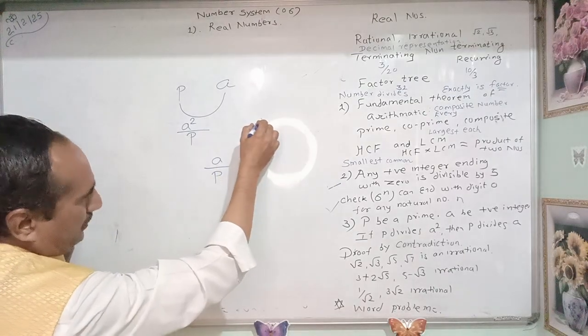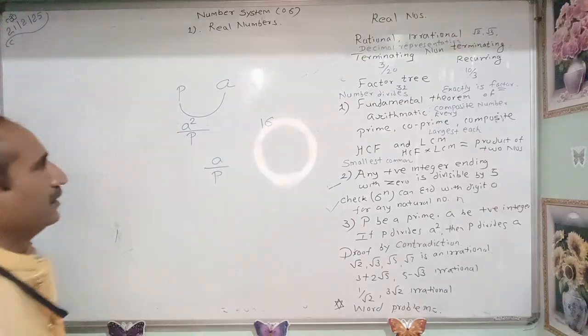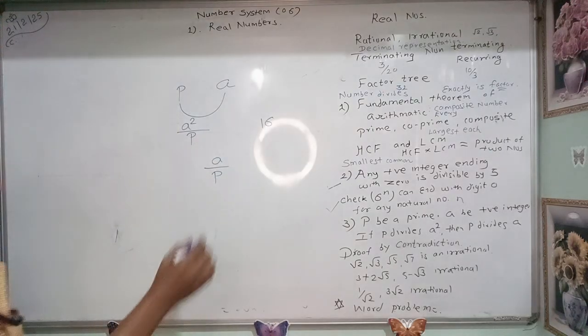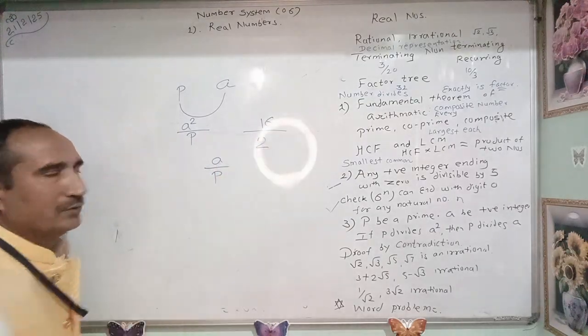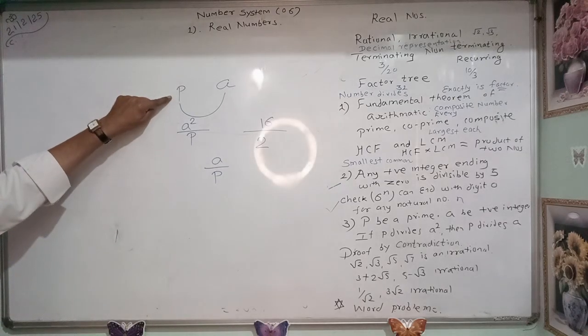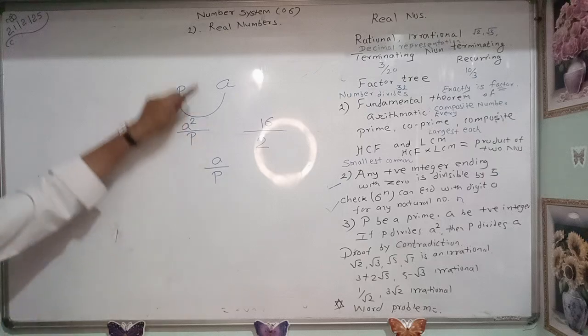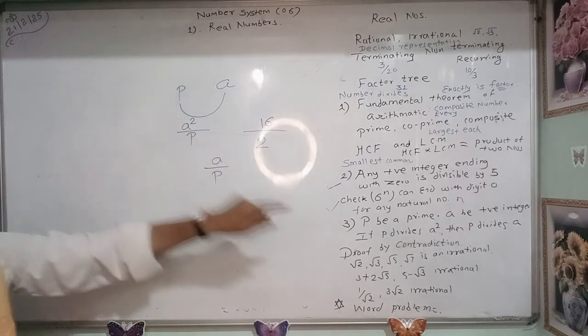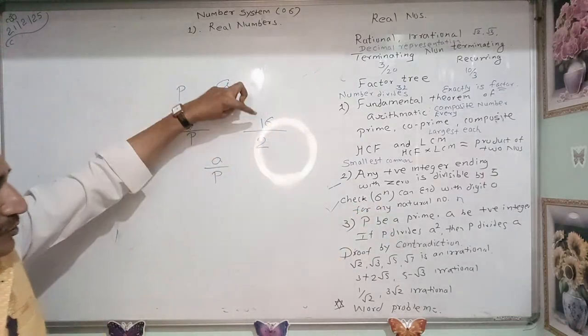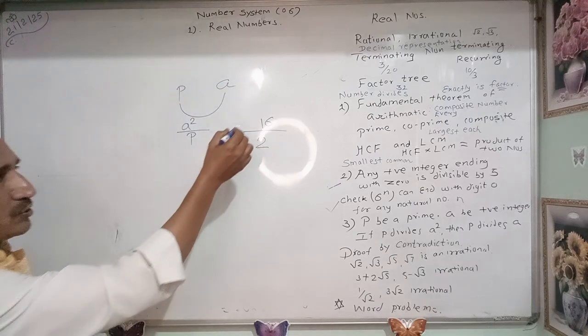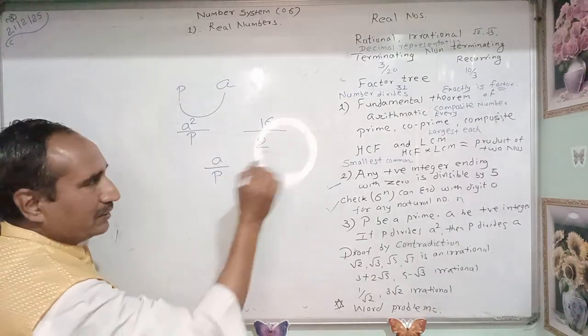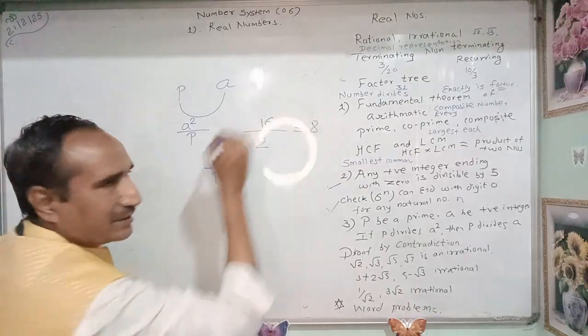Suppose here we are taking 16. If 16 is divisible by 2, see this, P is a prime, so whatever the dividing number is, it is a prime number. A is a positive integer, so it is 16. So 16 is divisible by 2. Yes, 2 eights are 16.